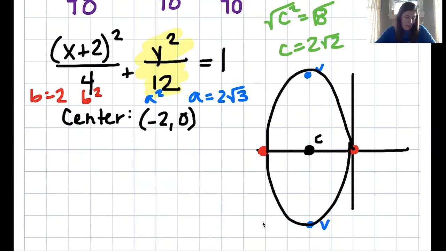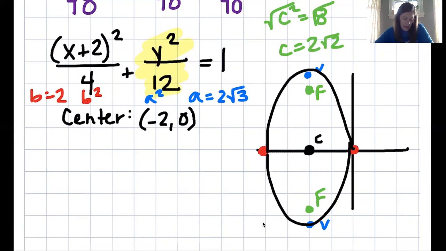Okay. Also, I should always make sure in my picture that I have plotted my foci, and 2 square root 2, or the square root of 8, is just under 3. So go back to your center point and count up just under 3. So there's going to be a focus. And here is another focus point. So we can go through and we can label things.